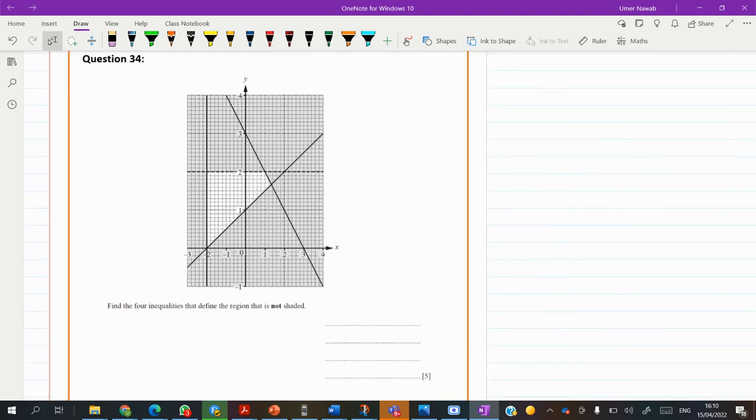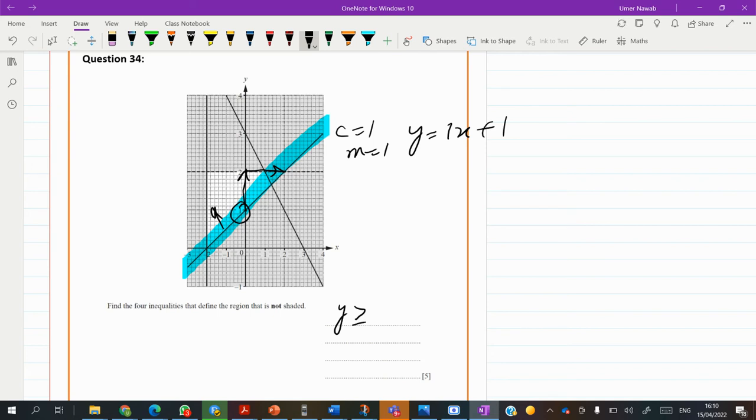Now we come to this question. We have to write the four equations first. Let me try this equation first. It tells me my c is 1 and I need to get my gradient. So 1 over 1. So my m is 1. So y is equal to 1x plus 1. It's a solid line and the wanted portion is above. So y is greater than or equal to x plus 1.